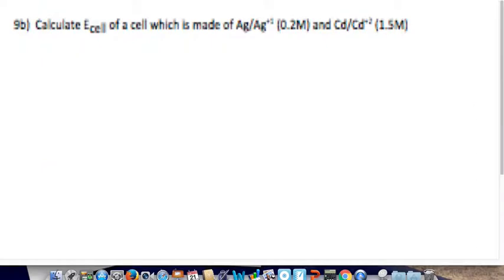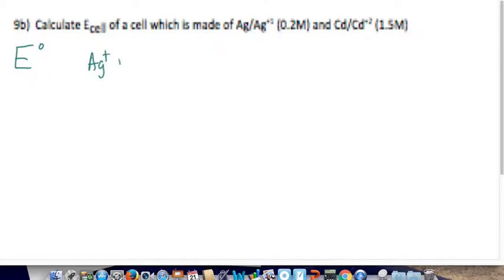All right, calculate E cell of a cell which is made from silver plus 1 at 0.2 molar, cadmium, and cadmium plus 2 at 1.5 molar. So what's jumping out at you? Not 1 molar, so we know we're going to have to use the Nernst, right? What else is an issue? We need to obviously calculate E naught, but what are we missing? Yeah, we need the equation. We need to know what's oxidized and reduced. So what was my suggestion for that? Yeah, let's write them both as reduction and then look at those reduction potentials.